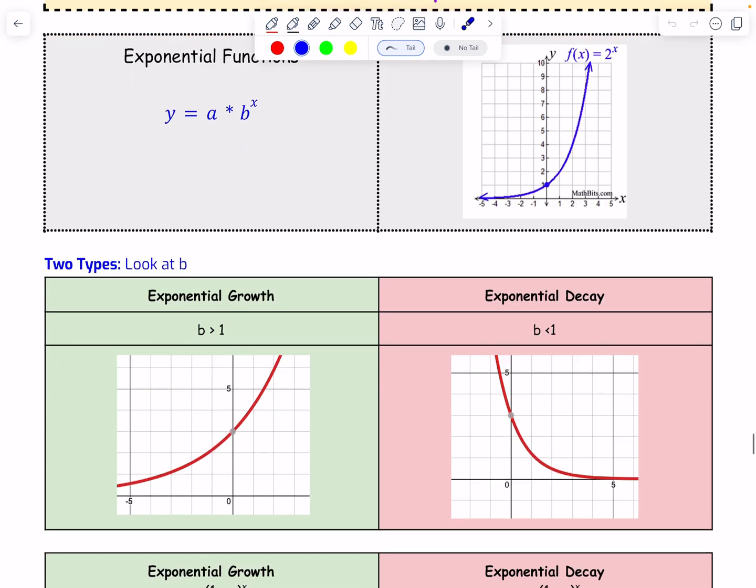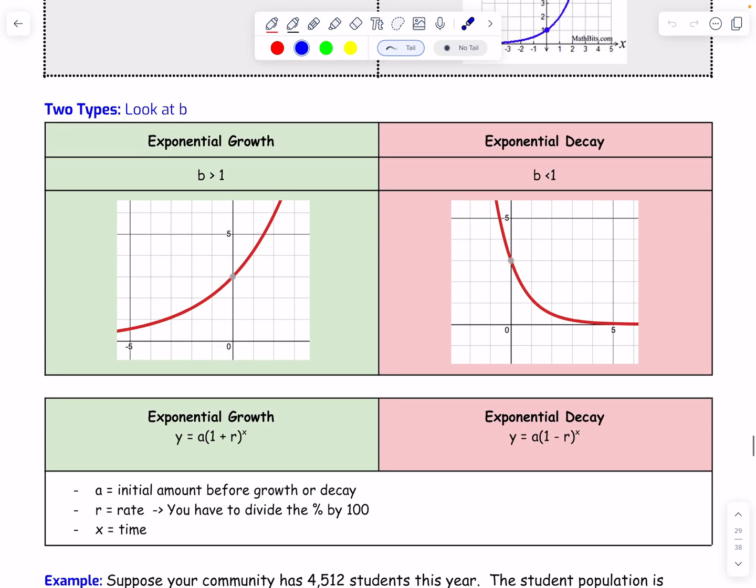So there's two types of exponential functions. There's growth and decay. So to look at the different types, we look mostly at our b value, our base. When our base is greater than 1, we say that it's growing, and it looks like it's rising from left to right on the graph. But when we have exponential decay, the base is going to be a value that's less than 1, and it looks like it's falling or getting smaller from left to right.